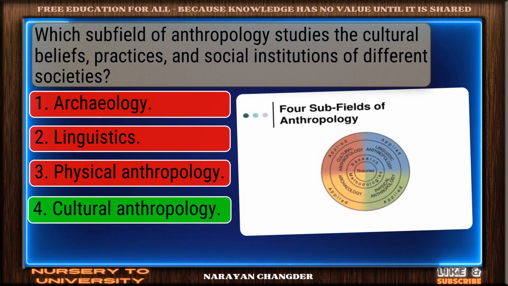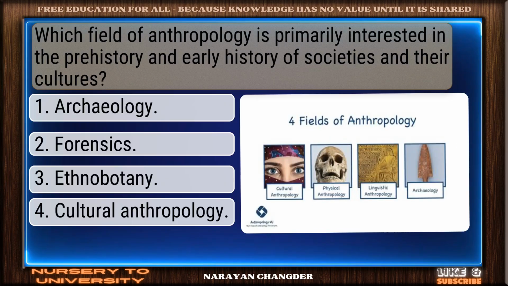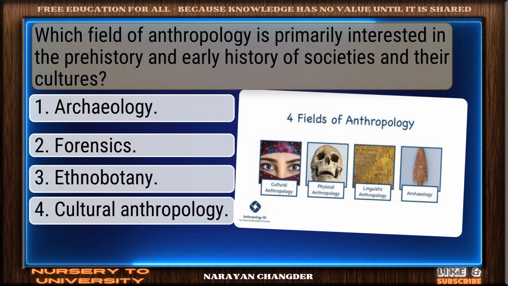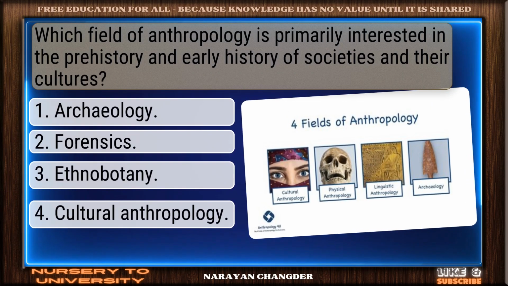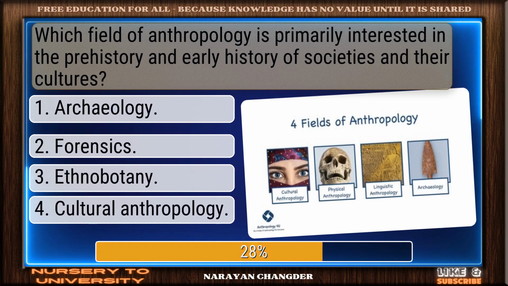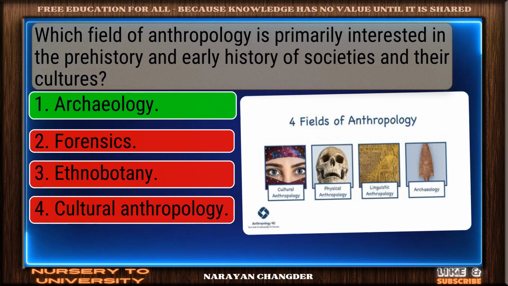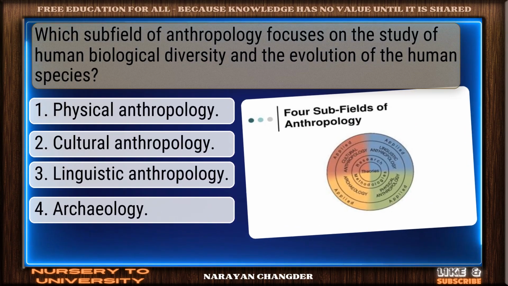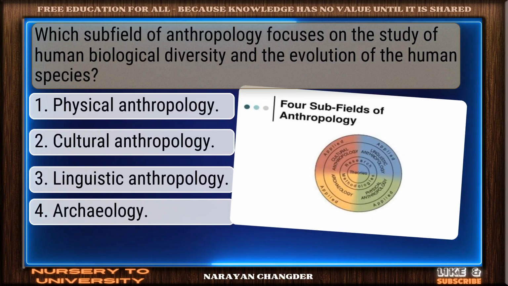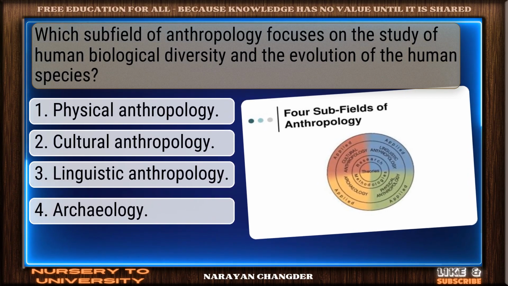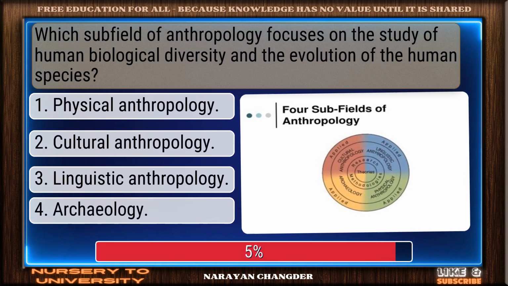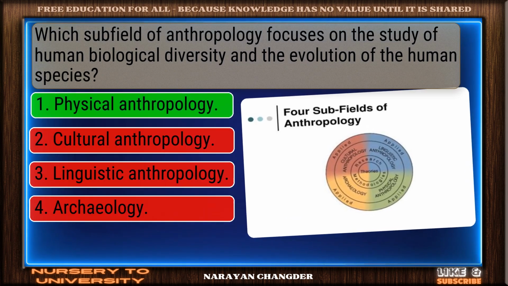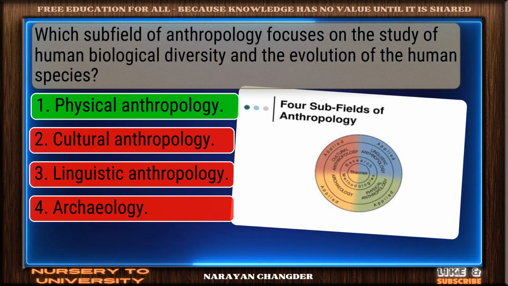Exactly. Cultural anthropology makes sense. Which field of anthropology is primarily interested in the prehistory and early history of societies and their cultures? Bravo. Archaeology is the answer. Which subfield of anthropology focuses on the study of human biological diversity and the evolution of the human species? Good job. Physical anthropology works well here.